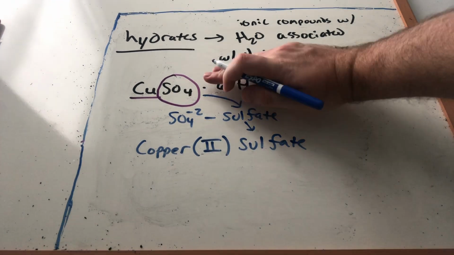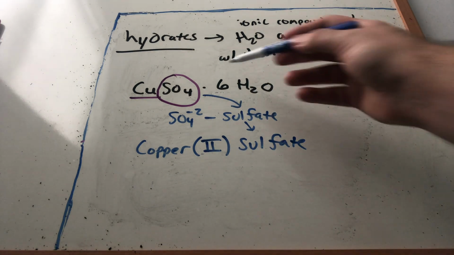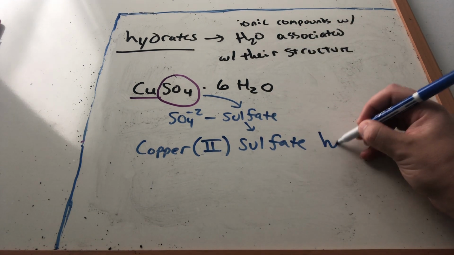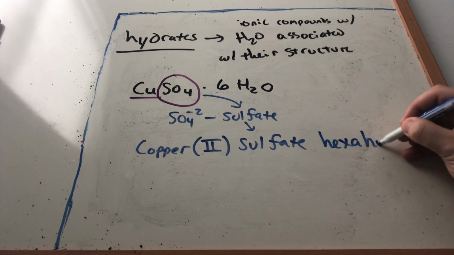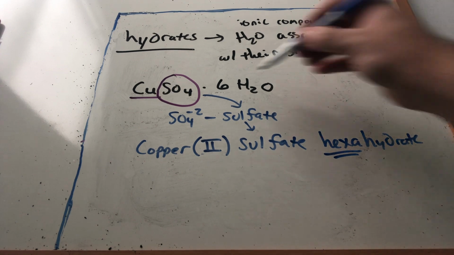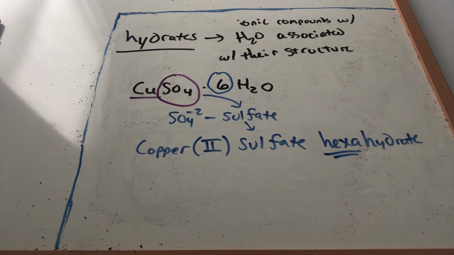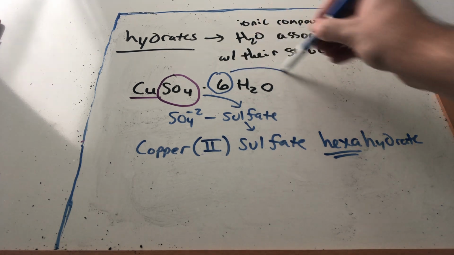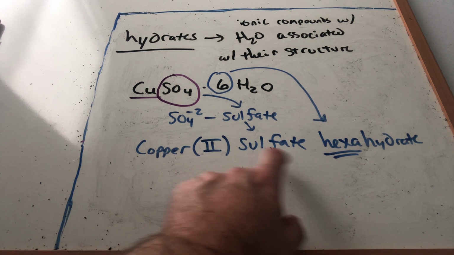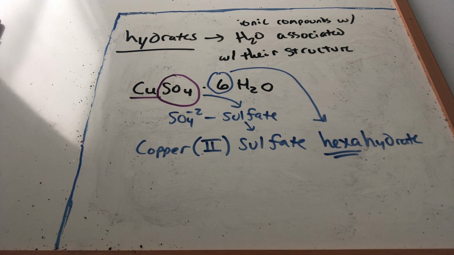If there were no waters attached, we would stop. But now there are 6 waters, so we continue our name: hexahydrate. How do I know to use this word hexa? I look at that Greek prefix chart, and whatever this number is, I turn it into a prefix. So the whole name for this hydrate is copper 2 sulfate hexahydrate. Copper 2 sulfate hexahydrate. All right.